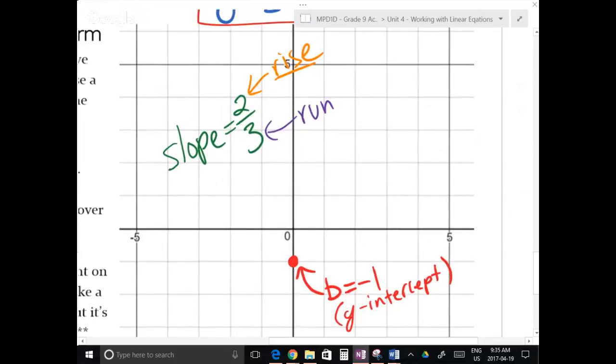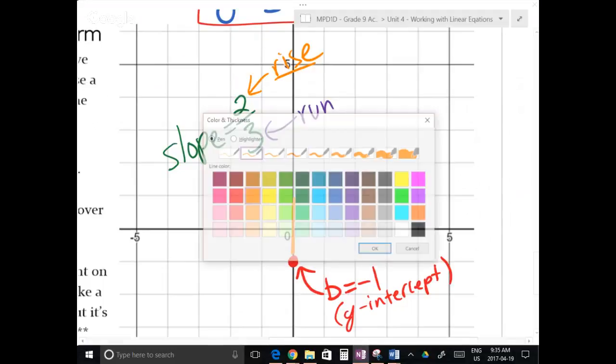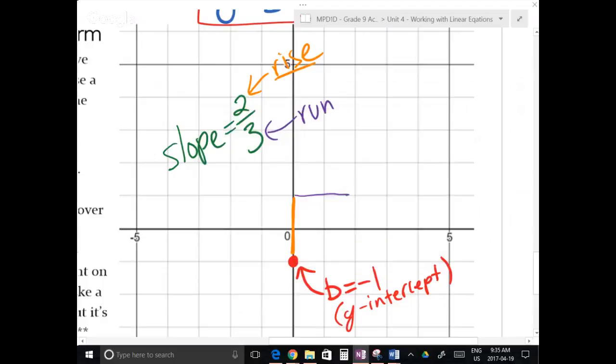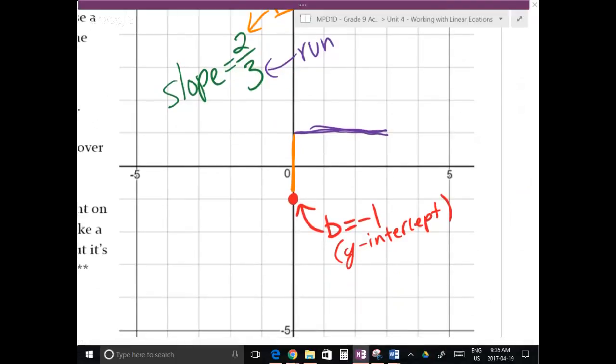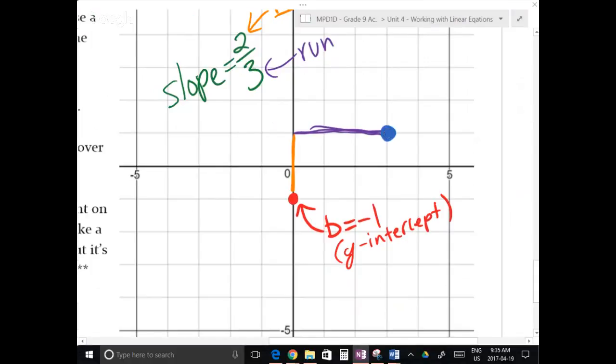Okay, listen. From the point we have, we're going to use the slope to get to the next point. We're going to use the rise and the run. How much do I have to rise from my point? 2. How much do I have to run? 3. So we go up 2 and over 3. Now, how do I know if I should be going left or right when I do that? Positive or negative? We have to look at the slope. The slope in this case is positive, which means it should be ascending. It should be going uphill. And this gives me my second point.